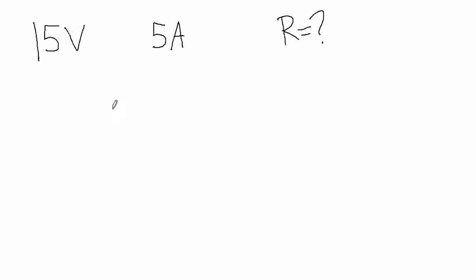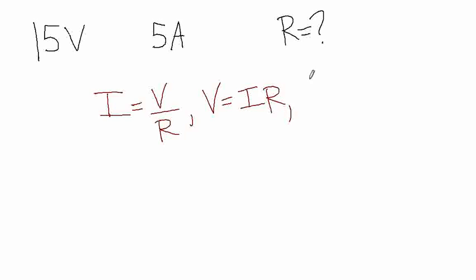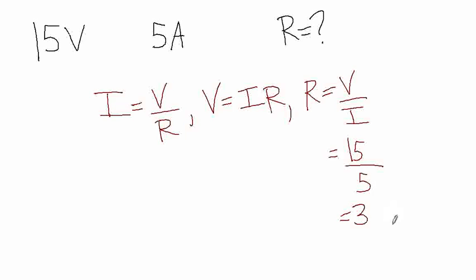Okay, so I'll go ahead and work it out. The current is the voltage divided by the resistance, or the voltage is the current times the resistance. So solving for R, I get that R is V divided by I. So 15 divided by 5 gives 3 ohms, and I'll use that omega symbol.